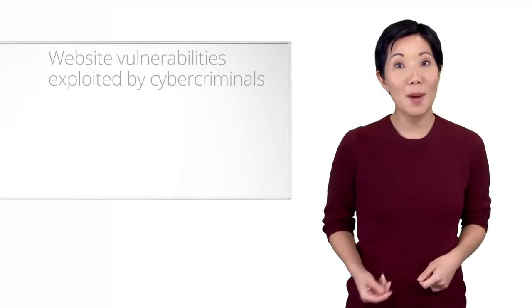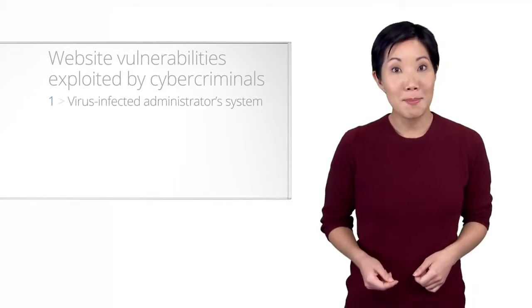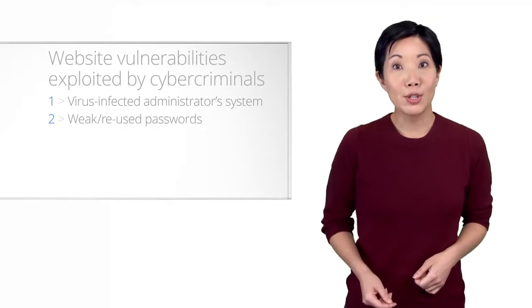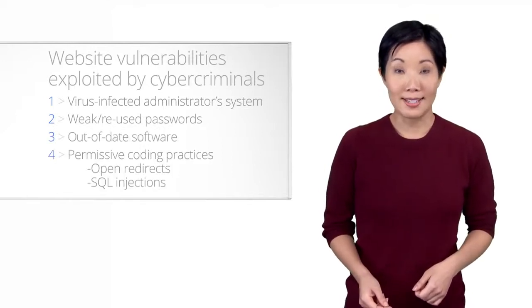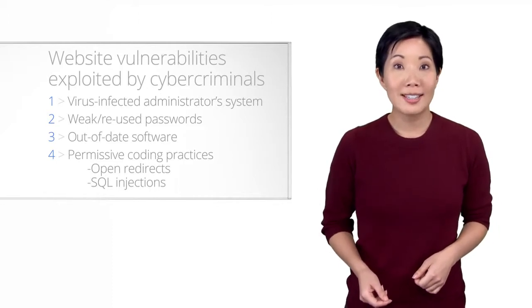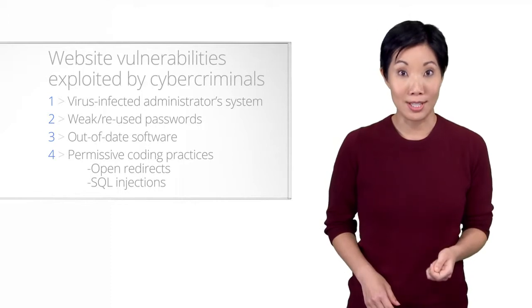We'll cover some of the common ways that sites become vulnerable, such as a virus-infected administrator system, weak or reused passwords, out-of-date software, and permissive coding practices. Hopefully, by understanding these common weaknesses, you'll be able to understand how the hacker broke into your site.